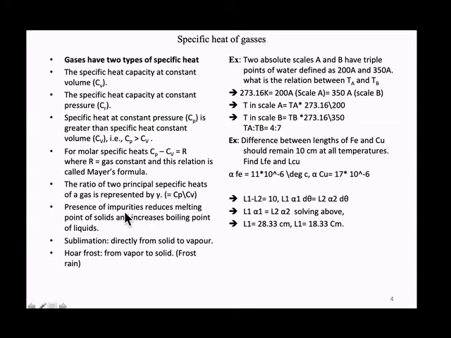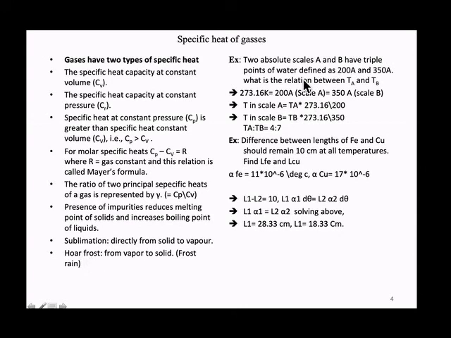If impurities are there, the melting point will reduce and the boiling point will increase. The gap between melting point and boiling point will rise if impurities are there. What is sublimation? Suppose it goes directly from solid to vapor; iodine will not come to liquid, it goes from solid to vapor. There is hoar frost, from vapor to solid. Sometimes you see frost; directly from vapor, it forms ice crystals. Okay, this is hoar frost.